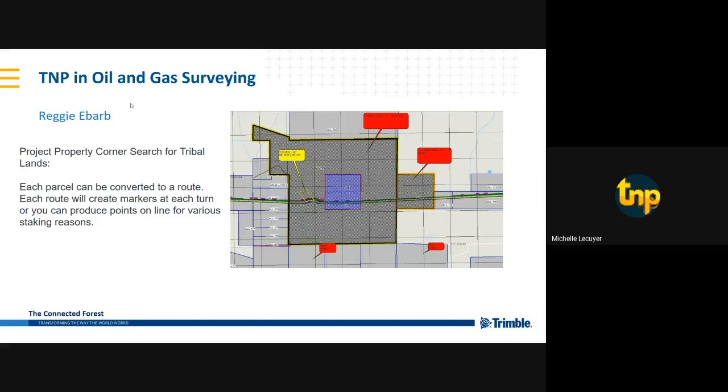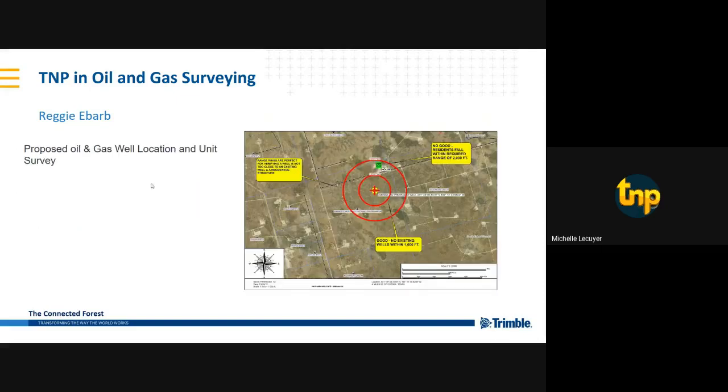So what they did was they took each parcel, they converted it to a route. Each route will create markers at each turn, or you can produce points online for various staking reasons. So in the field, you can get an idea of the site overview. Here's another shot that was provided for the proposed oil and gas well location and unit survey.